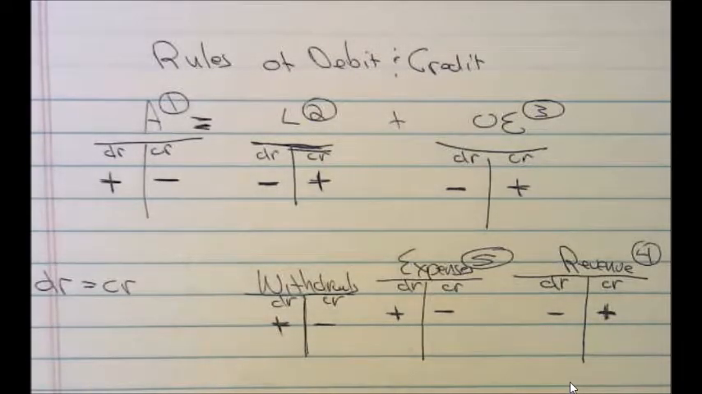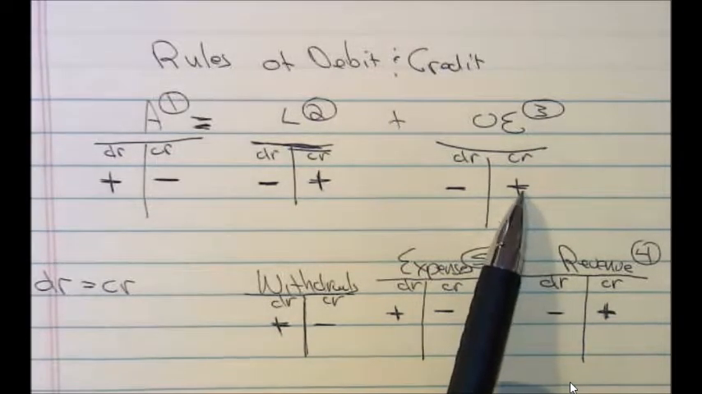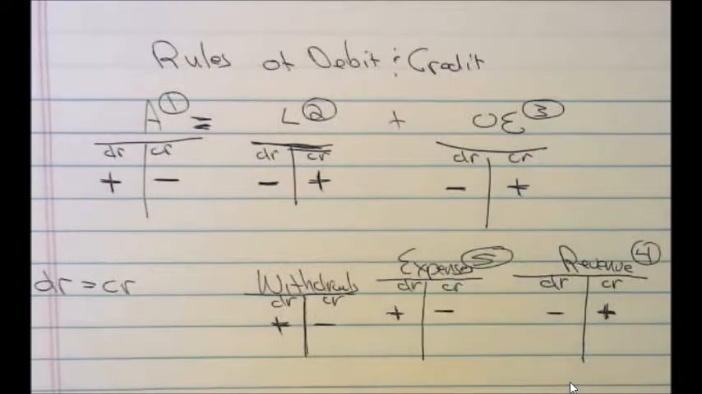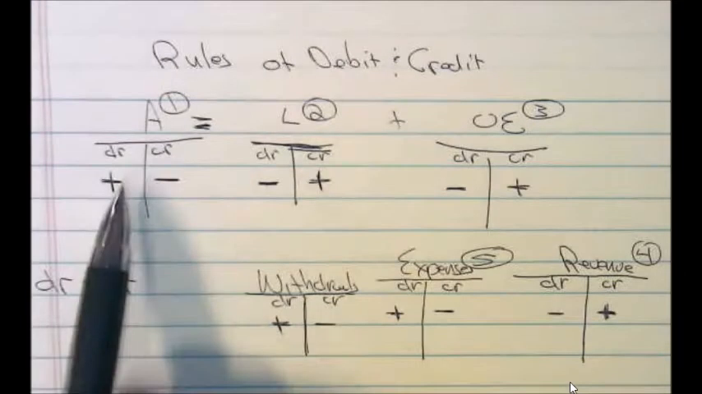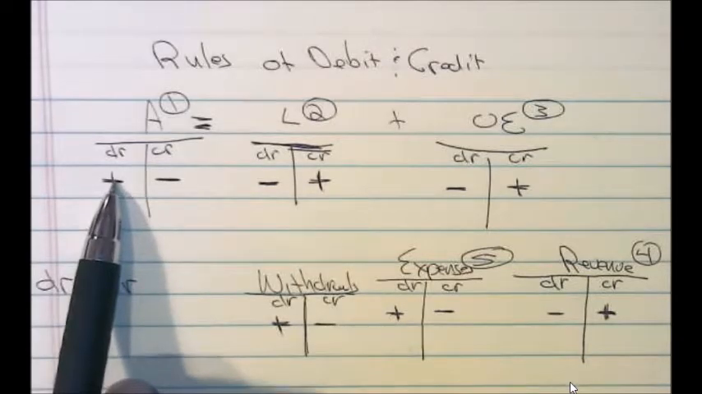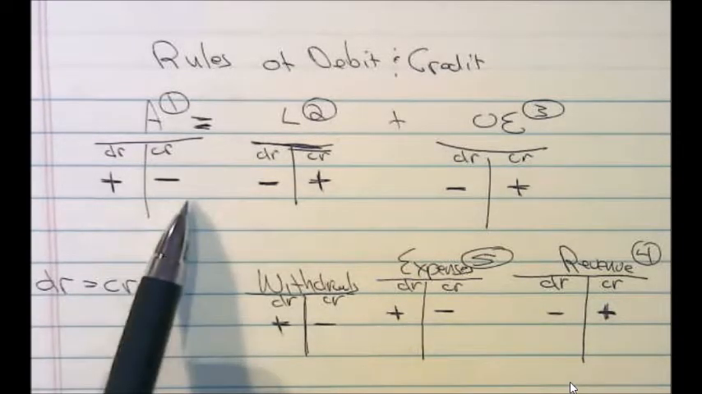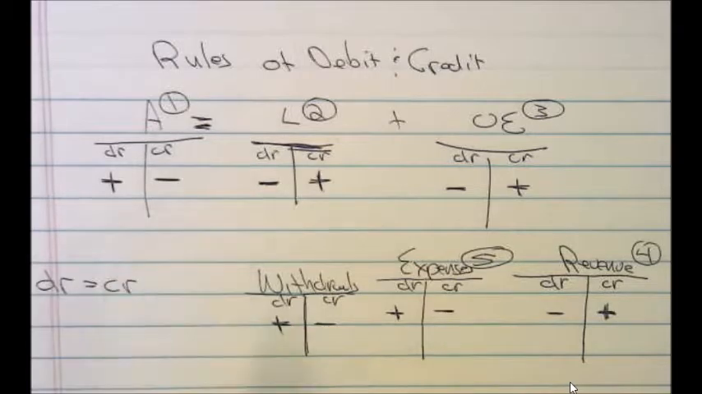At some point, I'm going to ask you, what's the normal balance of owner's equity? And what are you going to tell me? Credit balance, meaning what? I increase owner's equity with the credit, decrease with the debit. What's the normal balance of cash? Well, cash is an asset, meaning I expect to see a debit balance. I would increase it with a debit and decrease it with a credit. Okay? So that's the official rules.